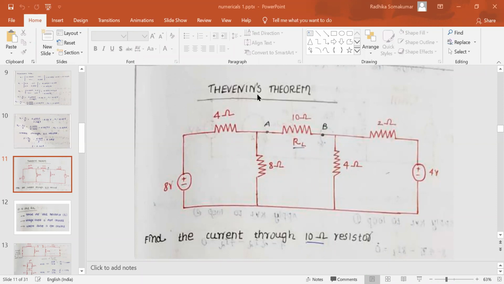Now there are some procedures or steps to calculate the Thevenin voltage and the Thevenin resistance. What is the method for that? Thevenin voltage is defined as the open circuited voltage over here. When you open circuit this resistance, what voltage do you have over there? That is your Thevenin equivalent voltage.